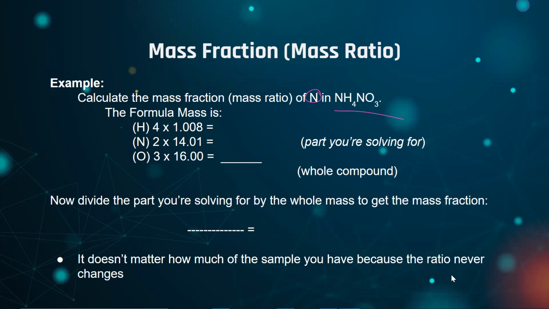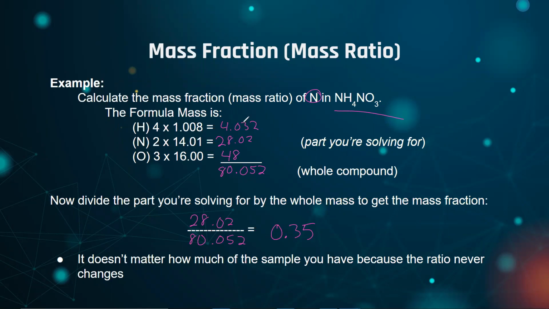So if you want to do this along with me, go ahead and pause it before I start handing out answers. So doing all the math real quick, we do 4 times 1.008, we get 4.032 for our hydrogen. We get 28.02 for our nitrogen, and we get 48 for our oxygen. So that total molecular weight of the compound is going to be 80.052. And once again, all this information is going to come from the periodic table.